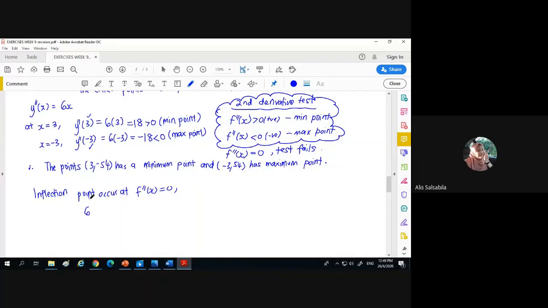F, okay. F prime x equal to 6x, so x equal to 0. Okay. Next.